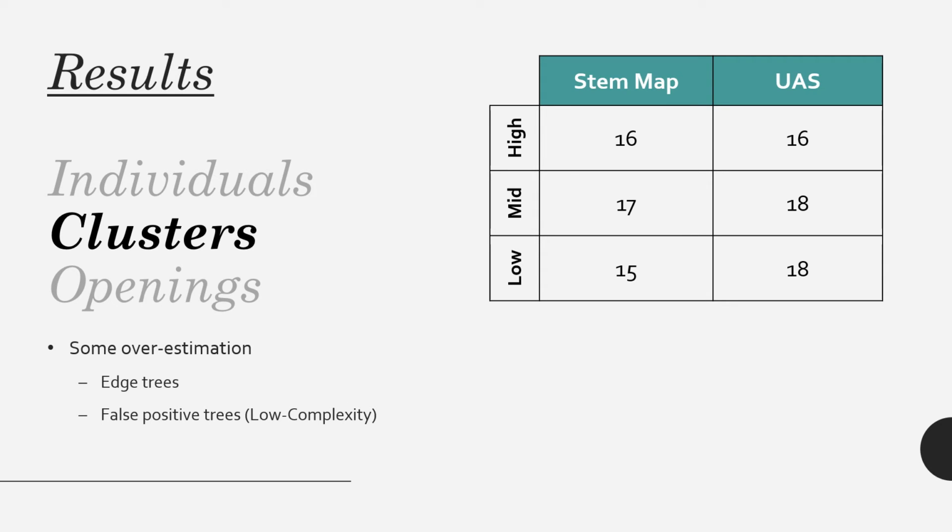Once again, we got a count of the number of clusters identified in each plot. Looking at these counts, we can see that our high complexity plot, the most aggregated one, was spot on. But the other two slightly overestimated, once again due to some error along the edge, or in the case of our low complexity plot, the commission of some trees, or false positives.